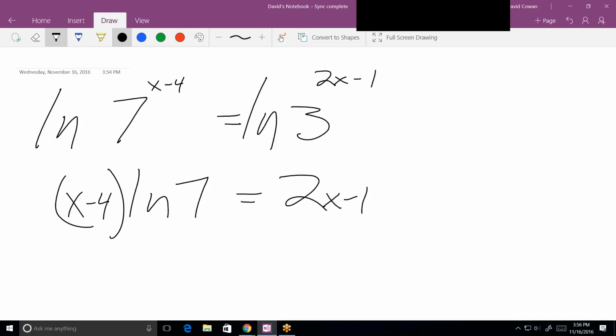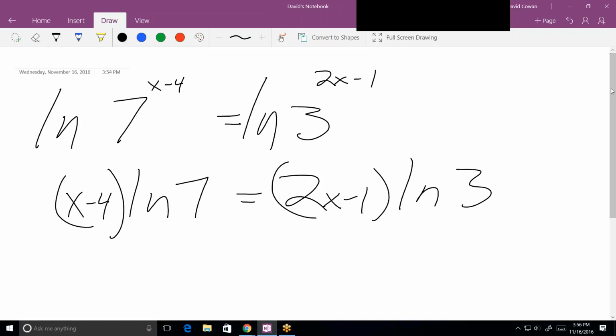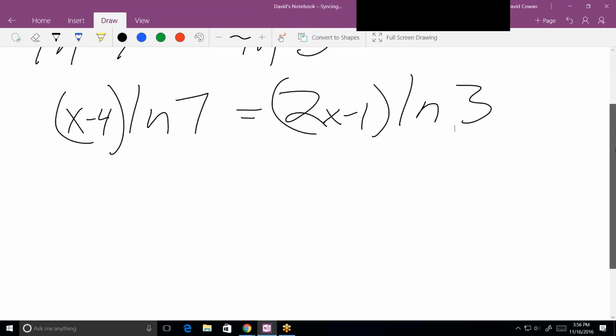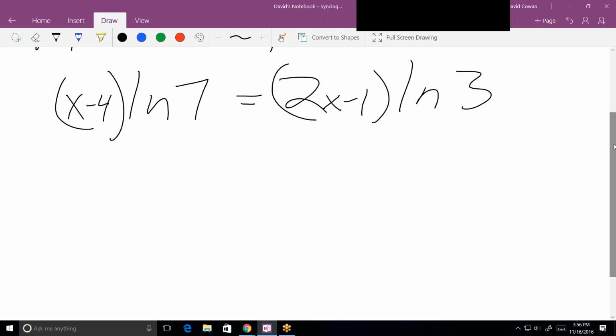See what I'm doing? Yeah. Well, now I have an algebra equation. Natural log of 7 is just a number, so is natural log of 3. So I can absolutely solve that. It's a little different than solving regular equations, so we should go through it. First thing I have to do is realize that that's a number, and that's a number.